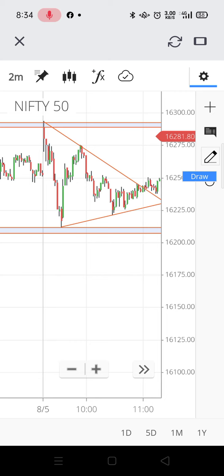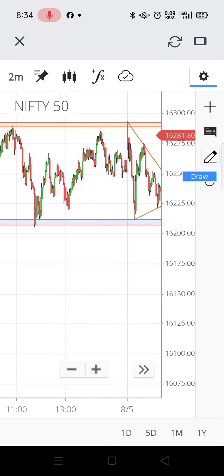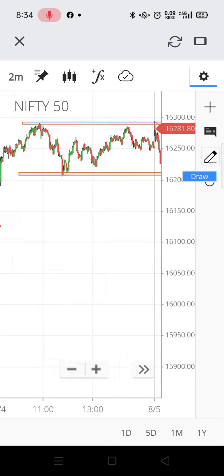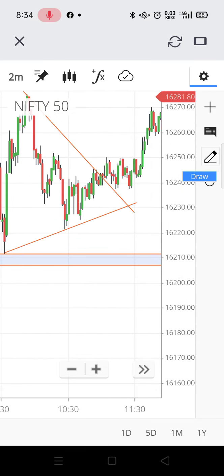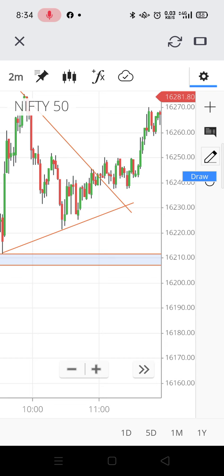It indicates that once the trend line is broken, there is good enough chance that market will continue its previous trend. And what was the previous trend? It was a bullish trend. Okay, so my view was bullish after seeing this symmetrical triangle pattern.